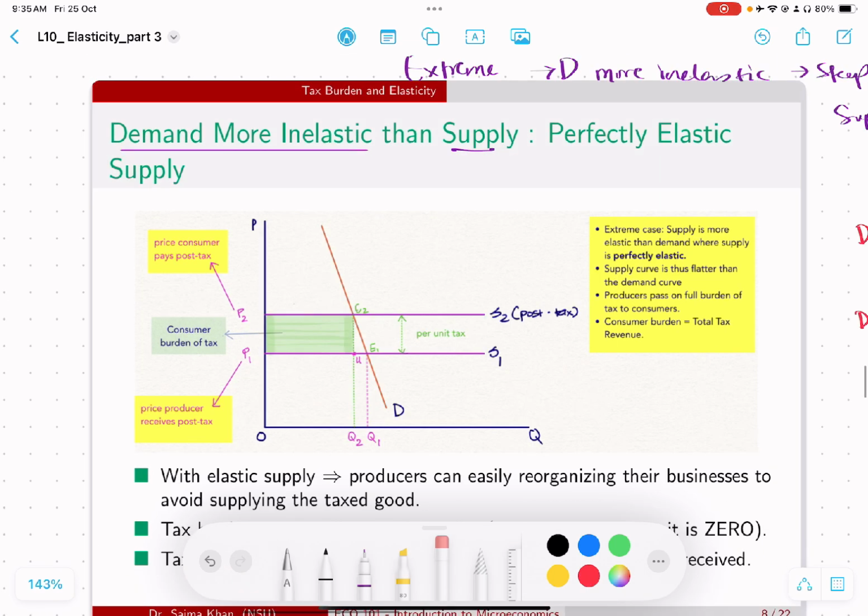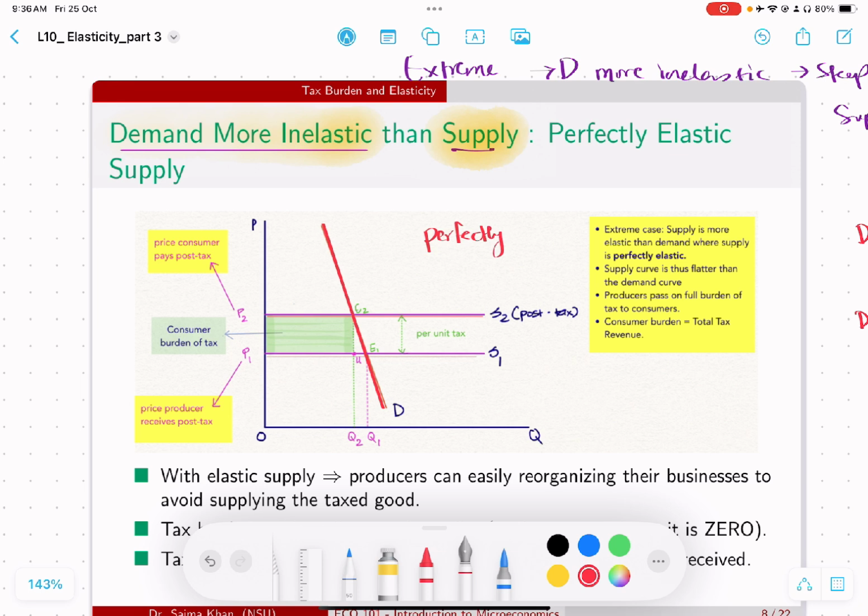Okay, so let's look at the next case, another extreme scenario. We're still dealing with the situation where demand is more inelastic than the supply. But now the demand retains its inelasticity, so it's quite steep, but the supply curve becomes extreme, it becomes completely flat, meaning it is perfectly elastic. So now we're dealing with another extreme case where we have a perfectly elastic supply curve.